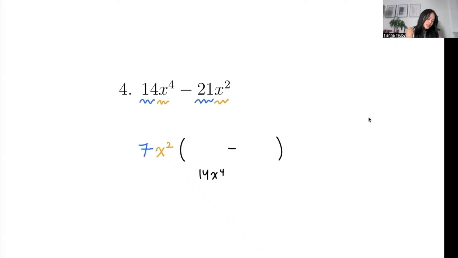So 14x to the fourth and 21x squared. 7 times 2 gives us the 14. X squared times x squared would give us our x to the fourth. So our exponents need to add to what we're looking for. And then 7 times 3 would give us our 21. Then we have x squared and x squared here, so we don't have to do anything else. And this would be our final answer.